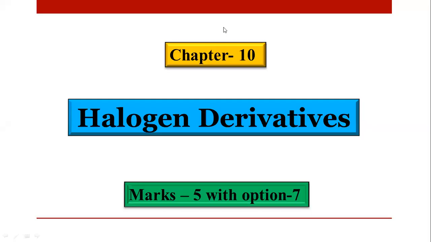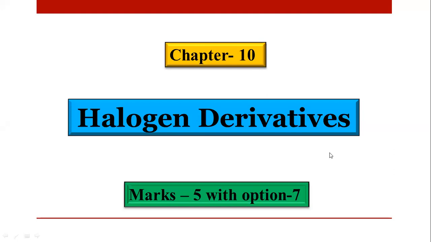Now the screen is visible. Anyone tell me? Yes, sir. So this is the first chapter of organic chemistry, chapter number 10, that is halogen derivatives. The name of the chapter is also changed.